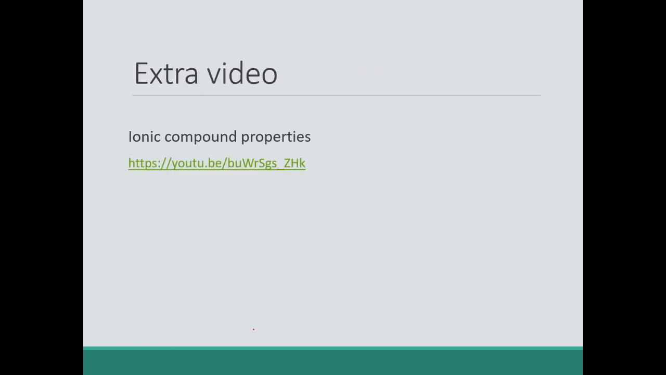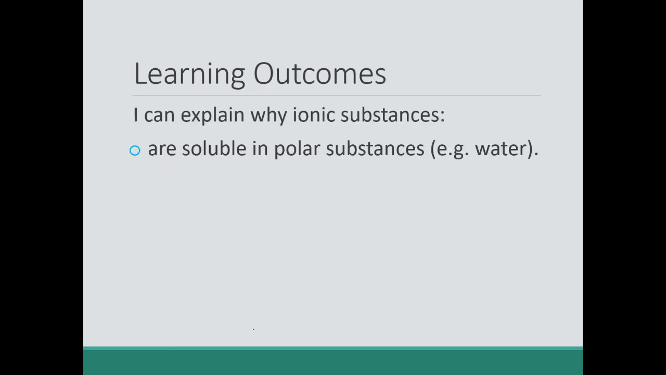So there's another video that you can watch which sums up all the properties of ionic compounds that we've talked about. So in this video, part 5b, we have explained why ionic substances are soluble in polar substances such as water.